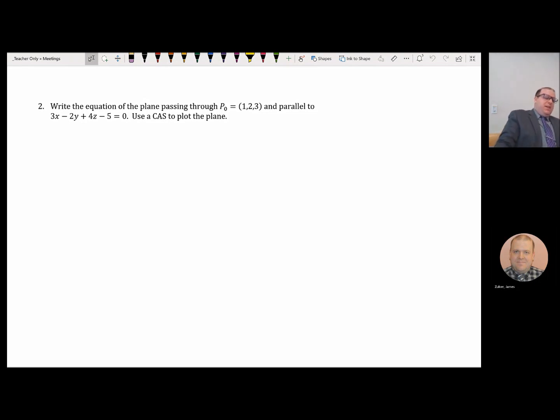Write the equation of the plane passing through a point P naught and parallel to the plane 3x minus 2y plus 4z minus 5 is equal to 0. And then we'll go ahead and plot the plane.